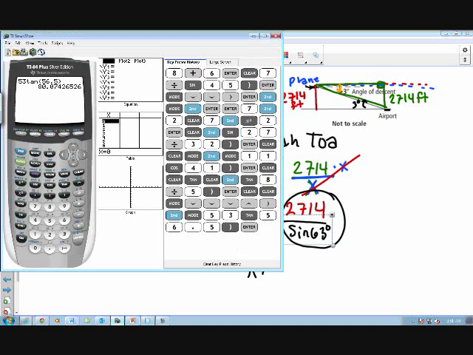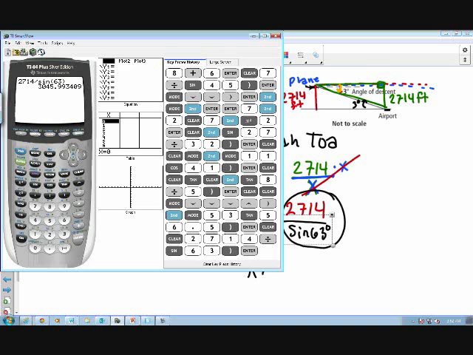I'd appreciate if everyone was participating and everyone has their calculators out and everyone is typing with me. All right. You should already be in degree because we got it into degree earlier. If you have not changed it to degree mode, make sure you're in degree mode. 2,714. Please type that in. Divided by sine 63. Enter.